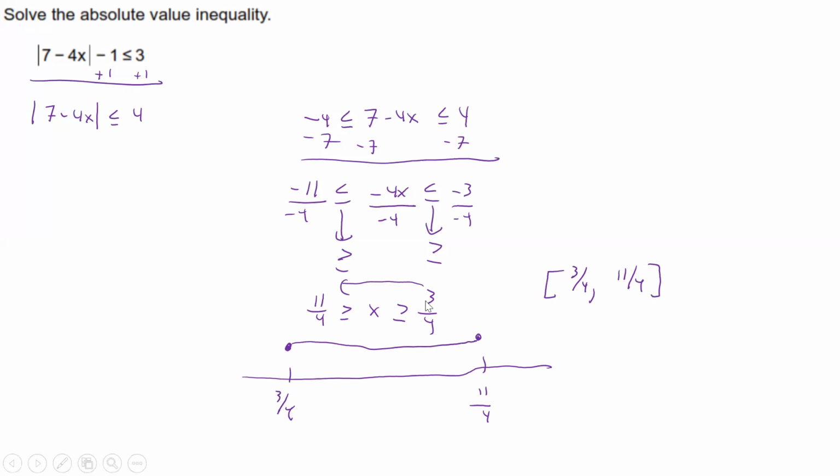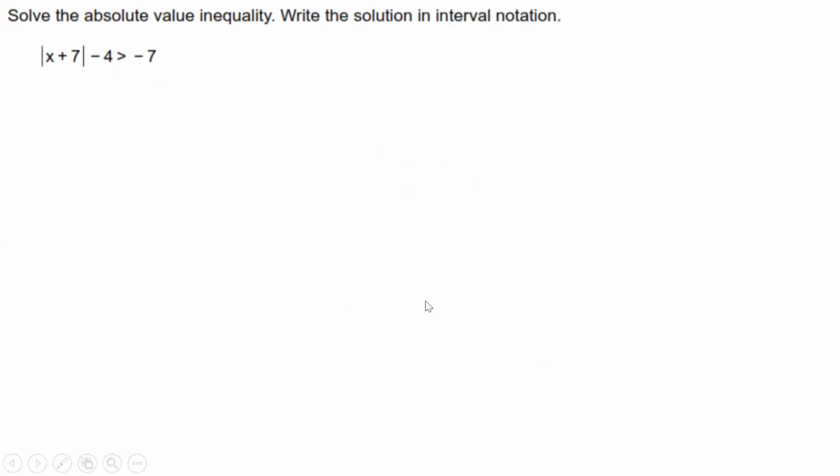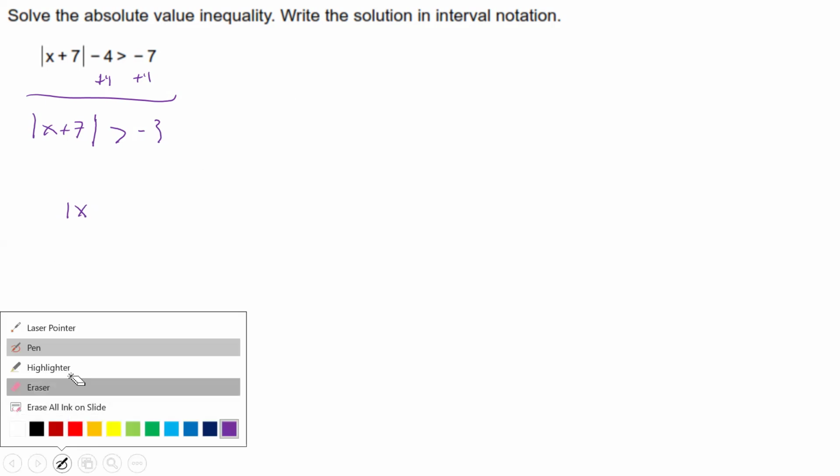All right, let's try another one. So here we're going to add 4. So we have absolute value of x plus 7, and that's greater than what? A negative 3. Now we can do that, it's fine. And so what we're going to do is, actually, we're just going to drop the absolute values because we're going to put it on the or statement.